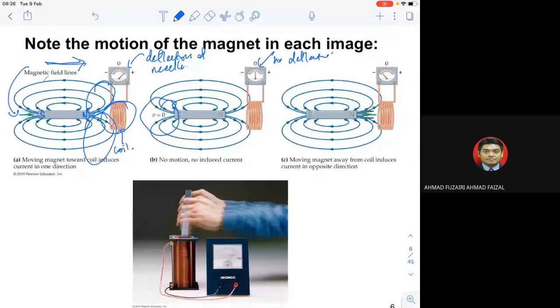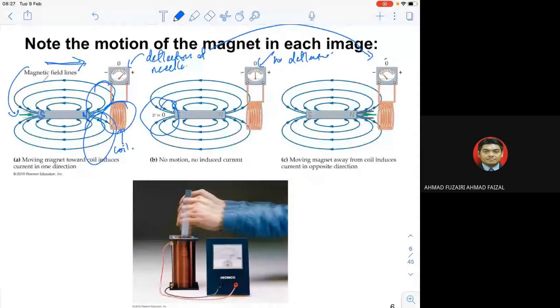But then again, if you try to pull out the magnetic bar from that position, you can see that there is some deflection of the needle, but in the opposite direction. In figure A, you can see that the value is quite near to the positive value, but when you pull back the magnetic bar, in figure C, you can see that the deflection is going to the negative value.